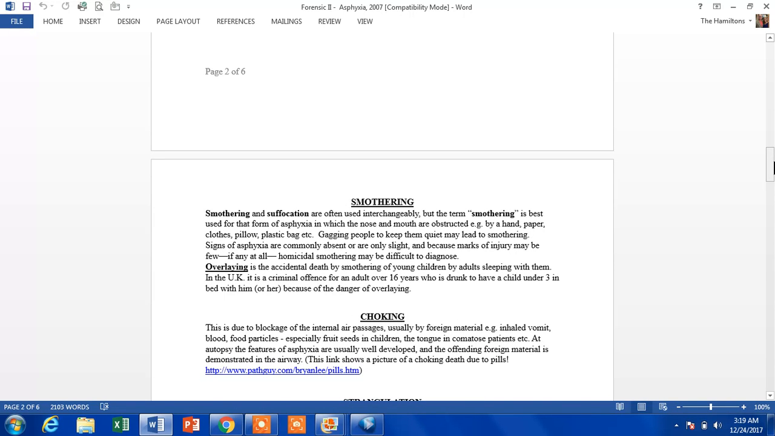Smothering. Smothering and suffocation are often used interchangeably, but the term smothering is best used for that form of asphyxia in which the nose and mouth are obstructed, for example, by a hand, paper, clothes, pillow, plastic bag, etc. Gagging people to keep them quiet may lead to smothering. Signs of asphyxia are commonly absent or are only slight, and because marks of injury may be few, if any at all, homicidal smothering may be difficult to diagnose.